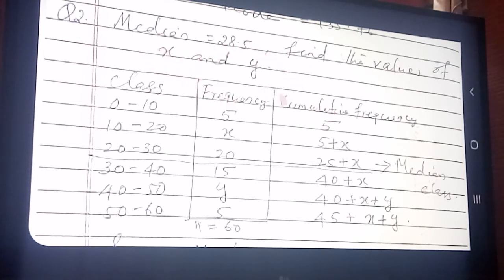Whenever in any question two missing frequencies are there, surely they will give the total frequency. Then we can find one missing frequency by calculation, and then the next missing frequency. You need to know the total frequency. Here the total frequency is given. How much? 60. This is a very important type of sum, missing frequencies. Every year one question is coming.